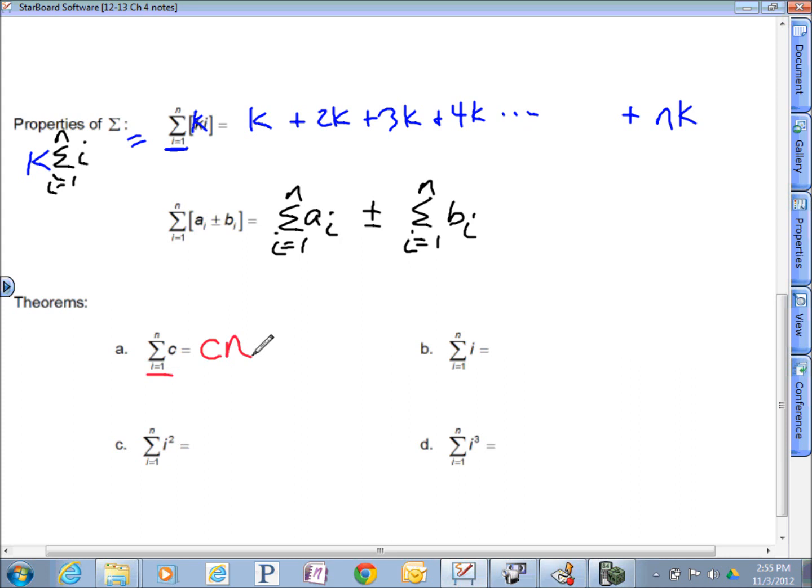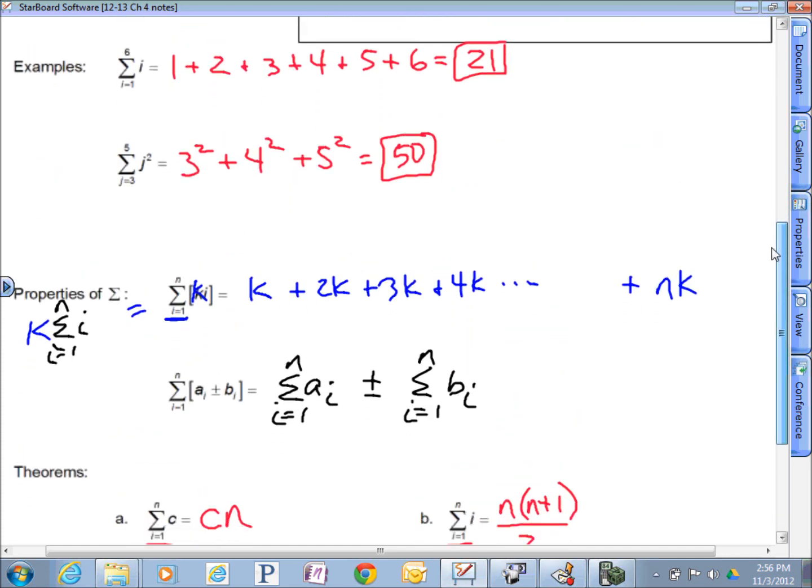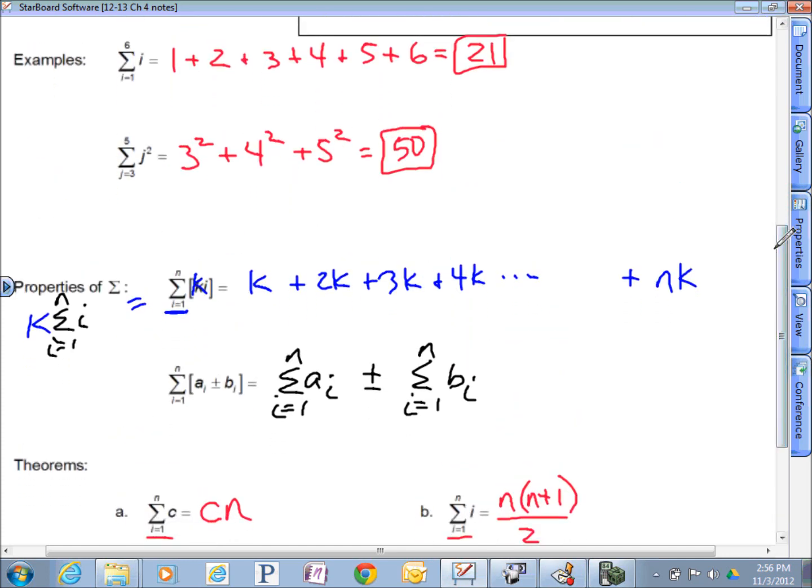Letter B, another shortcut. I'm just going to give it to you, and then I'll show you how it works. N times n plus 1 divided by 2. And now notice the counters, each of these four A, B, C, and D, they all start their I at 1. Which means if I starts at anything else, or J, or whatever your counter is, starts at anything else, this is no good.